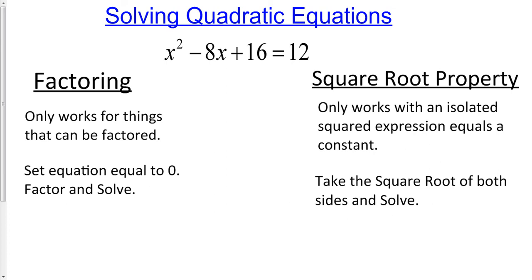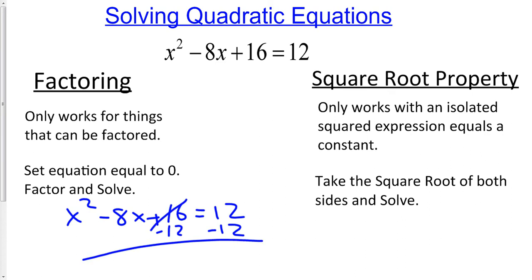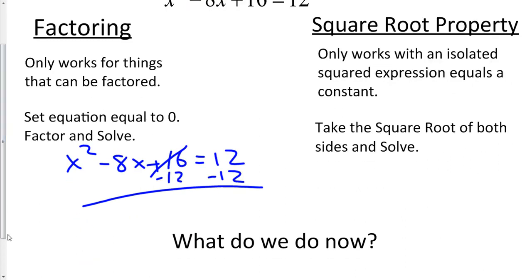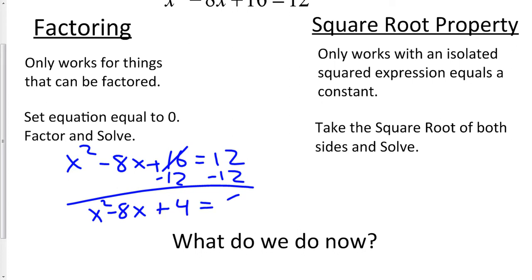And if I actually try to factor this, I have to set it equal to 0 first. So x squared minus 8x plus 16 equals 12. I subtract 12 from both sides, and that gives me x squared minus 8x plus 4 equals 0.